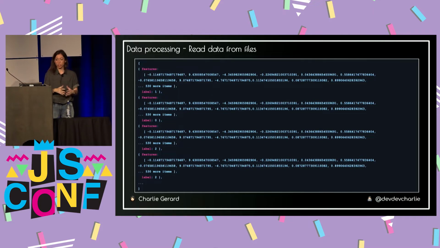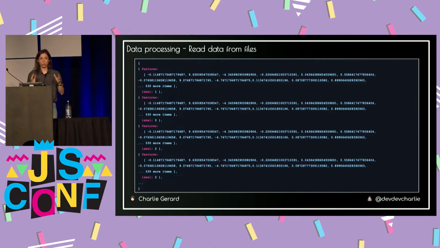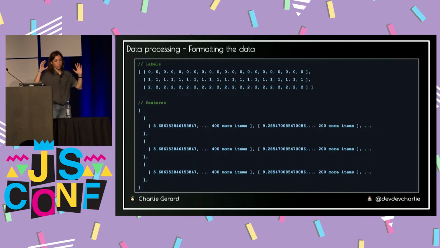We can work with objects, but TensorFlow doesn't work with objects. TensorFlow works more with stuff that looks like arrays, but it's more like tensors. But let's just talk about arrays. At the moment, we have objects, so that's not really good. So we need to split between features and label. What we're going to end up with is something kind of like this.